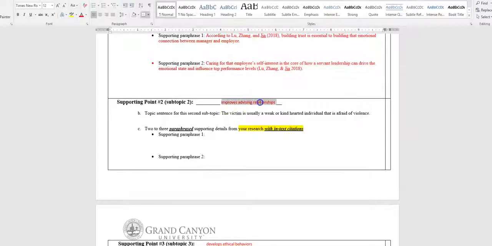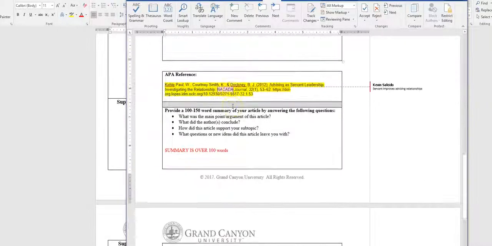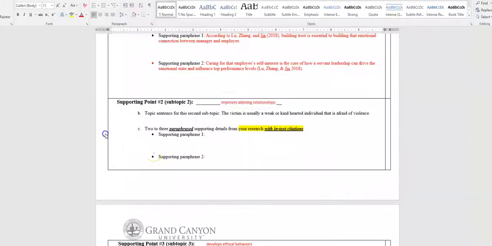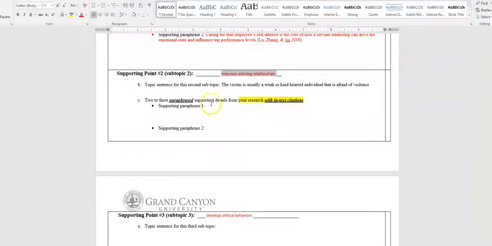When it goes to improved advisory relationships, I'm going to go to that article. If you remember, that article was the second one right here. Improving advisory relationships, I'll go to Smith and Dodgeny, and I'm going to go to that article. And I'm going to pick out two aspects from the article that they found, that I want to present to show improving advising relationships.